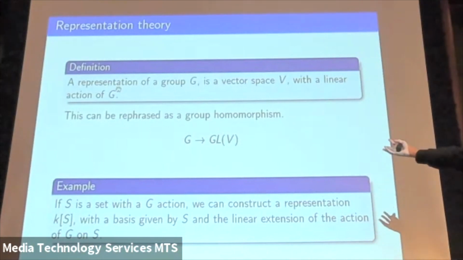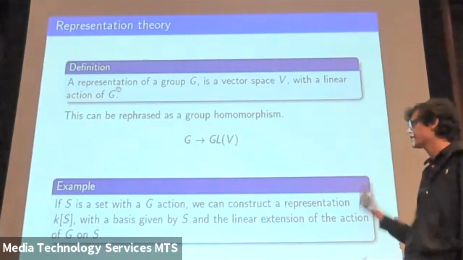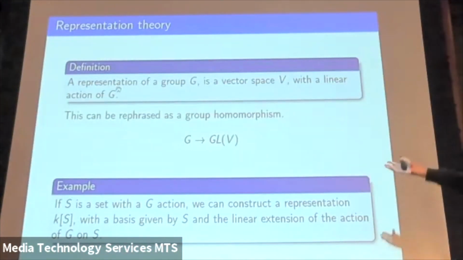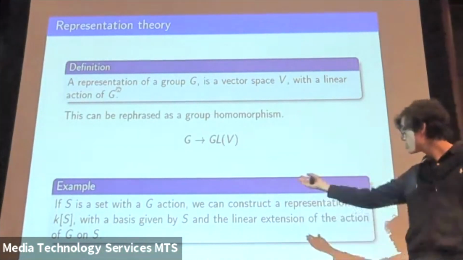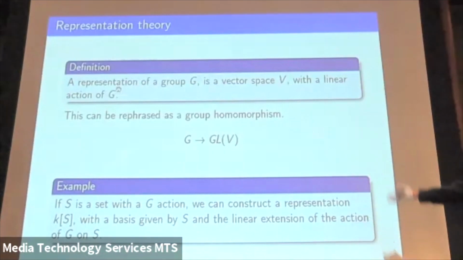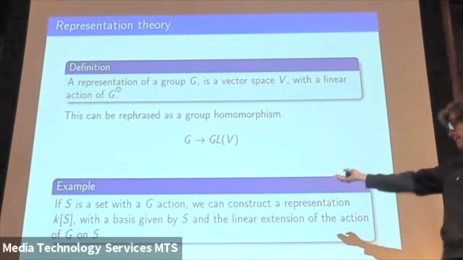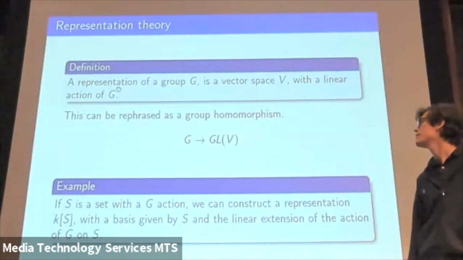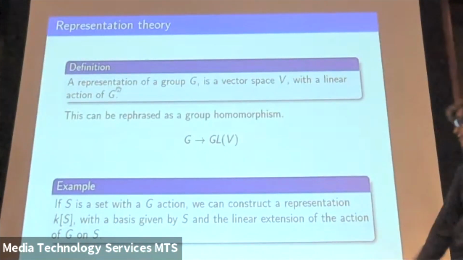An example of this linearization, the most basic kind of representation, is a permutation representation, where we have some set S with a G action, and we can construct a representation by just linearizing that action. That is, setting S to be the basis of a vector space and letting G act on this vector space just by linearly extending the action on S.